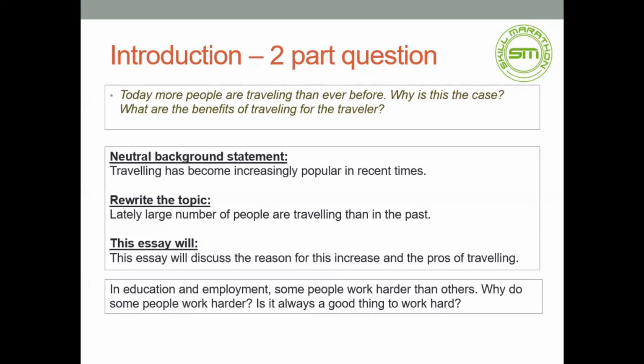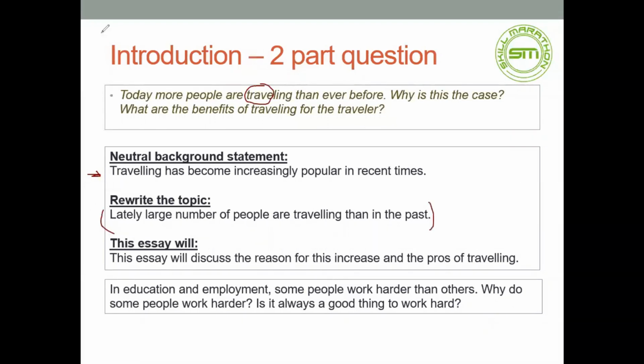But what do we have to start off with? A very general statement. Now, because here the main topic is traveling, and they're telling us that people these days are traveling a lot, I've simply written a general statement which says traveling has become increasingly popular in recent times. I have not rewritten the question in this case. I've simply told you traveling has become popular. That's it. And then I've rewritten the question.